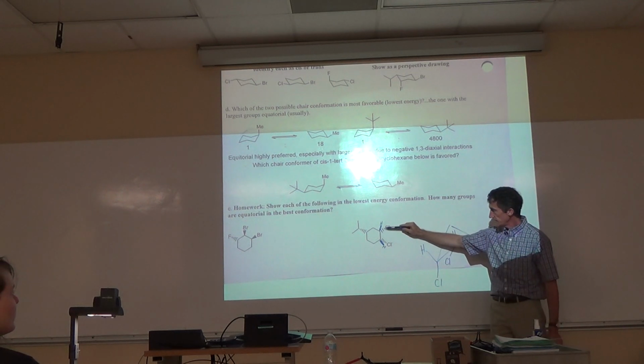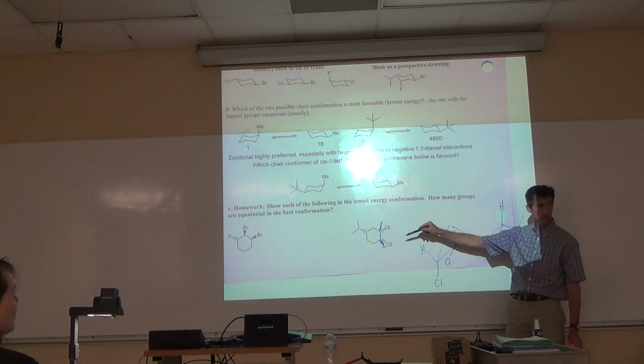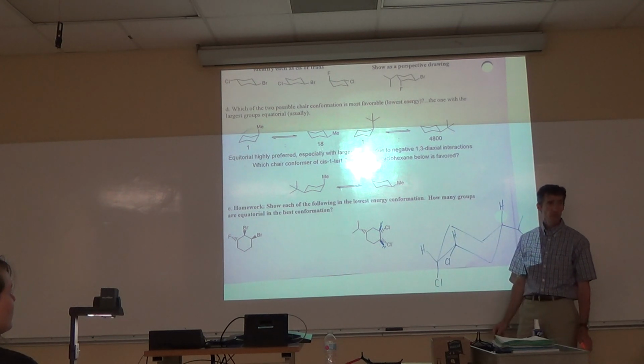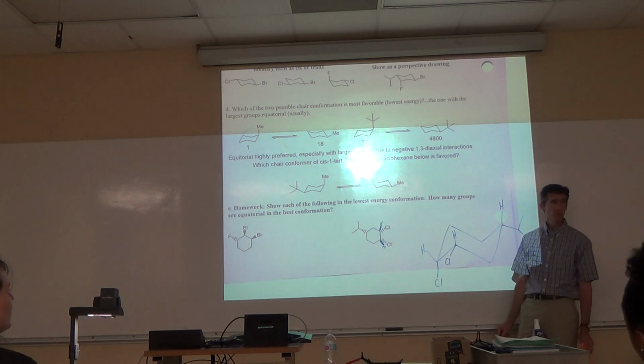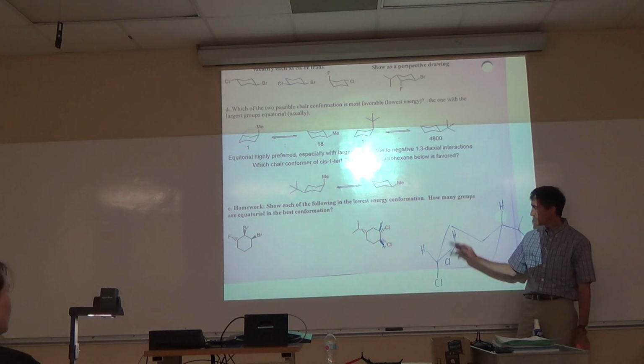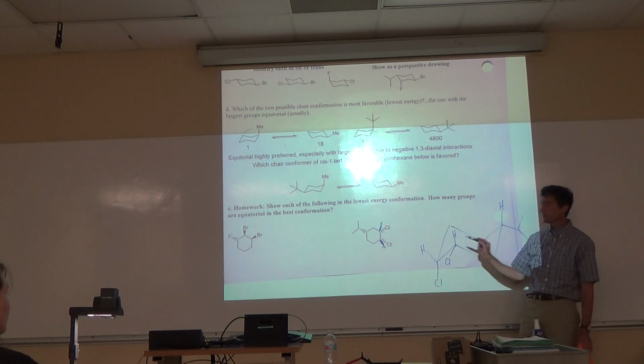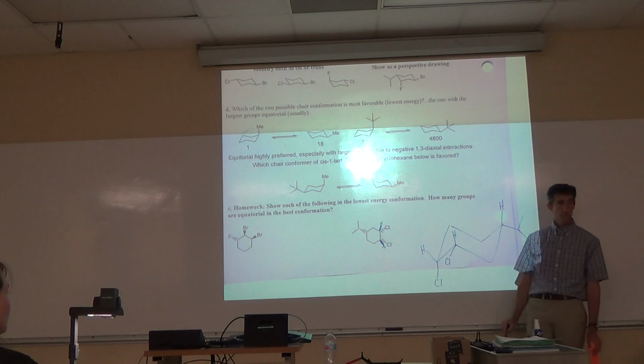Common mistake, you think that these are cis and so they're both equatorial or they're both axial. No. That's not what cis means. Cis does not mean they're both equatorial or both axial. Cis means that they're both below the H. You see how they're both below? That's why I like to draw in the H's. These two are cis.